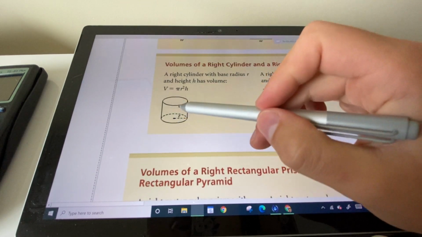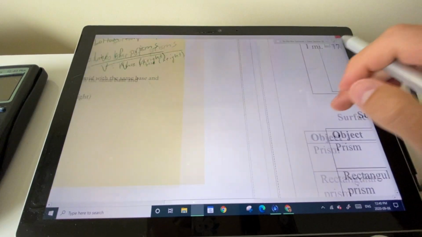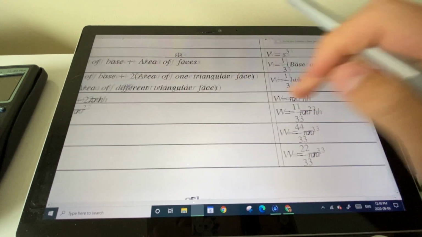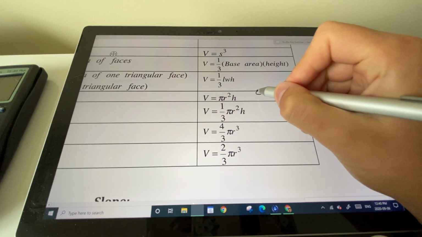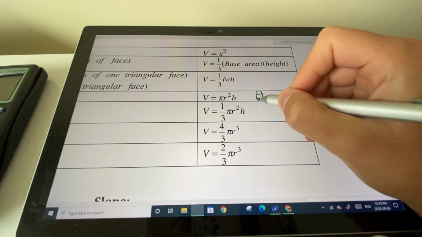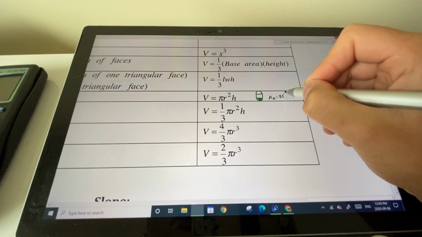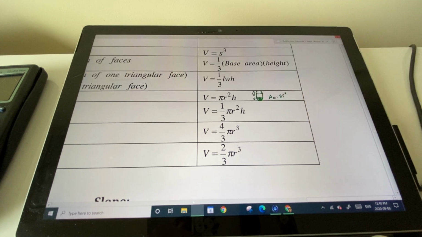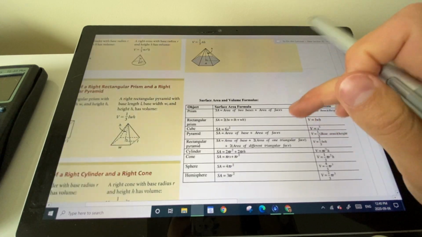Same thing with a right cylinder. The volume of a right cylinder is given in our data sheet. If you go to cylinder here and go over, you'll see pi r squared h. But recognize a cylinder is like a prism. It has the top and the bottom as a circle. What is the area of that circle? Well, the area of the circle is pi r squared. So that's the area of the base multiplied by the height. That's where pi r squared h comes from. It's just the area of the base multiplied by the height, and that's how all prisms work.